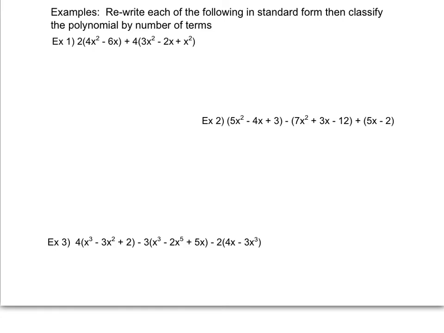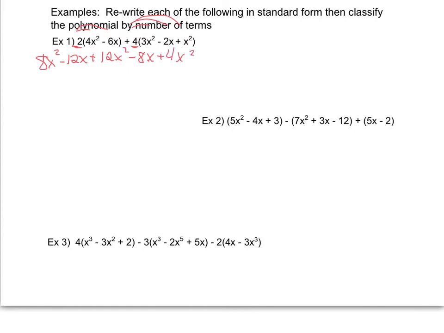All right, so we're going to look at 3 examples. On each of them, we're going to change to standard form and then classify the polynomial by its number of terms. As I just mentioned, we always need to make sure we do any operations first. So I see I have a 2 here I can distribute, as well as a 4 here I can distribute. So I'm going to distribute my front terms. Doing so is going to give me 8x squared minus 12x plus 12x squared minus 8x plus 4x squared.